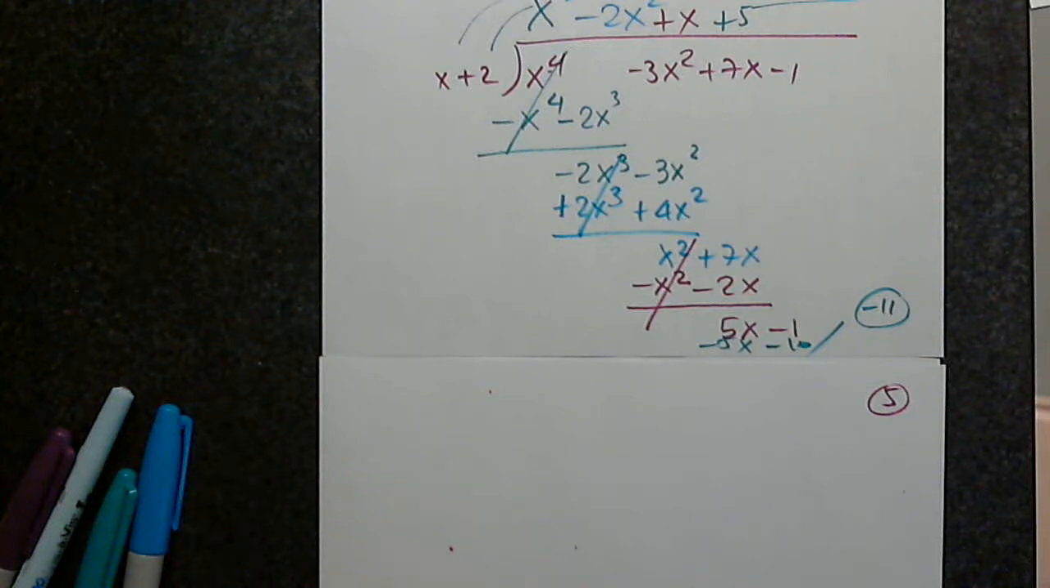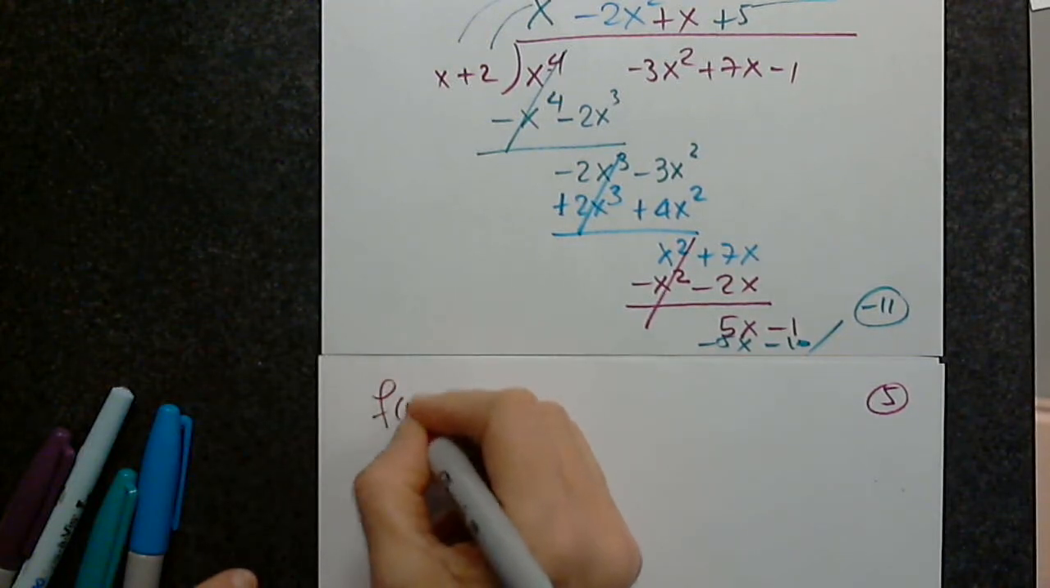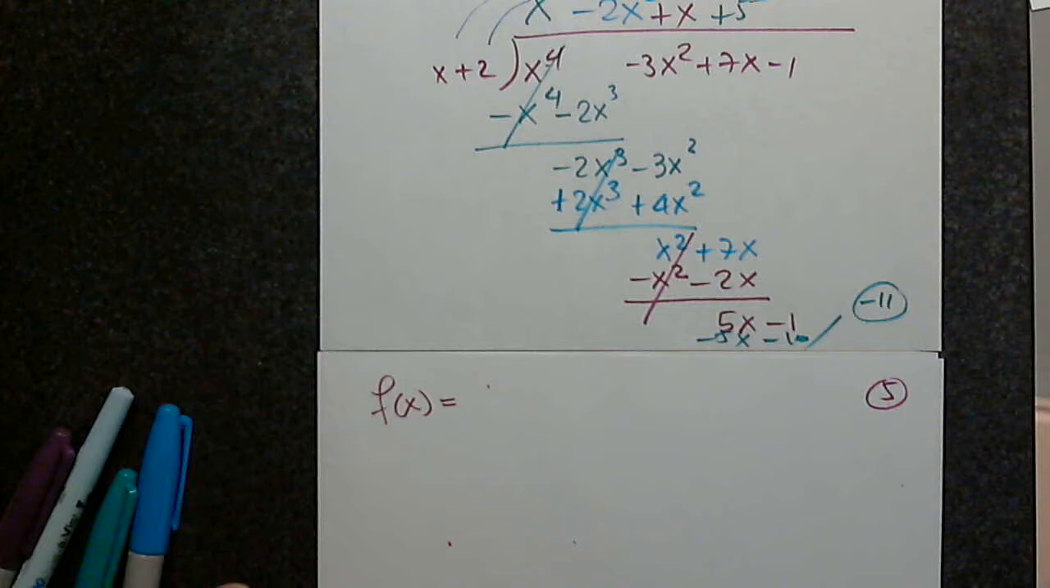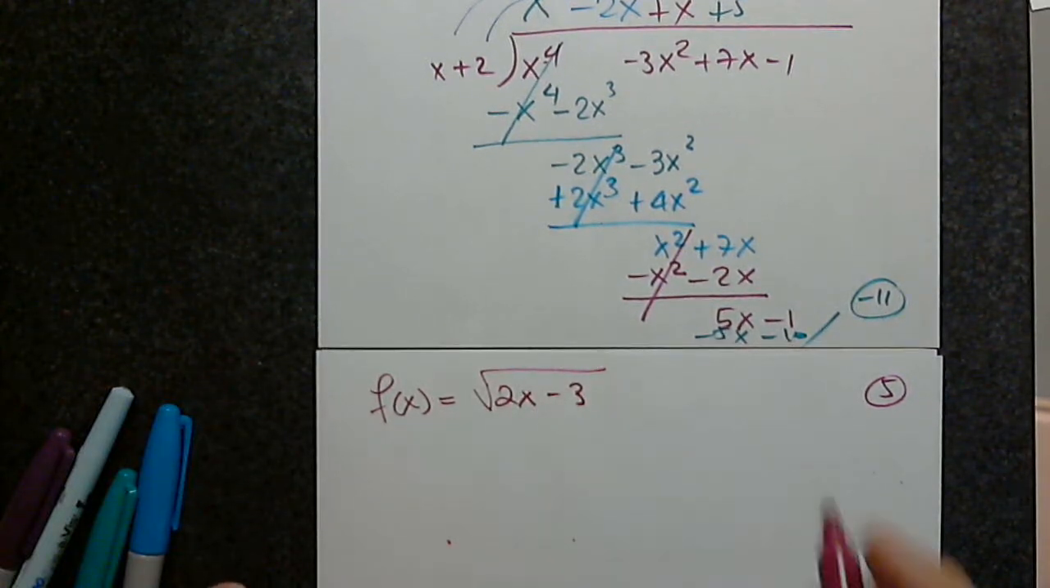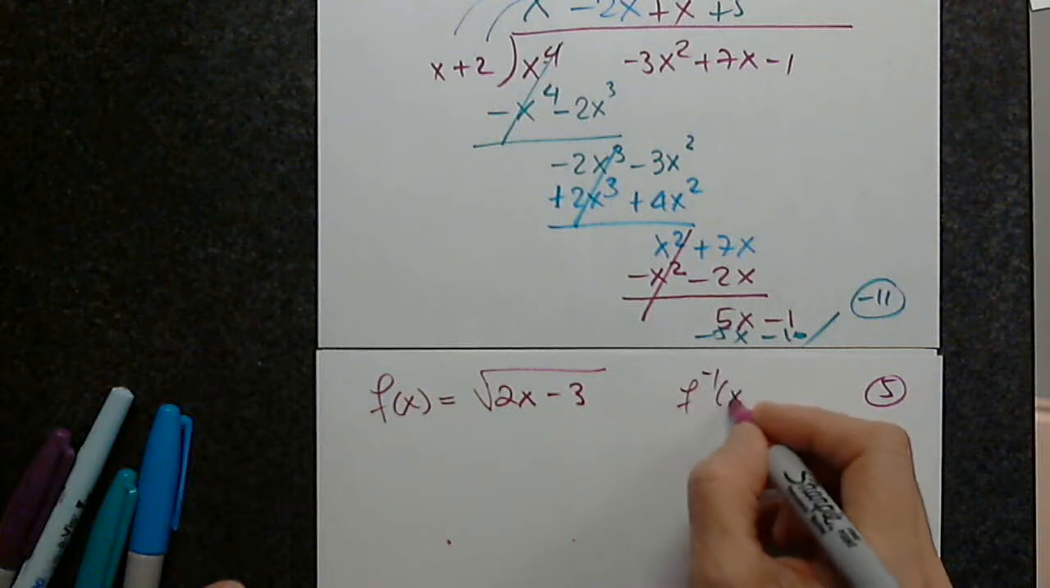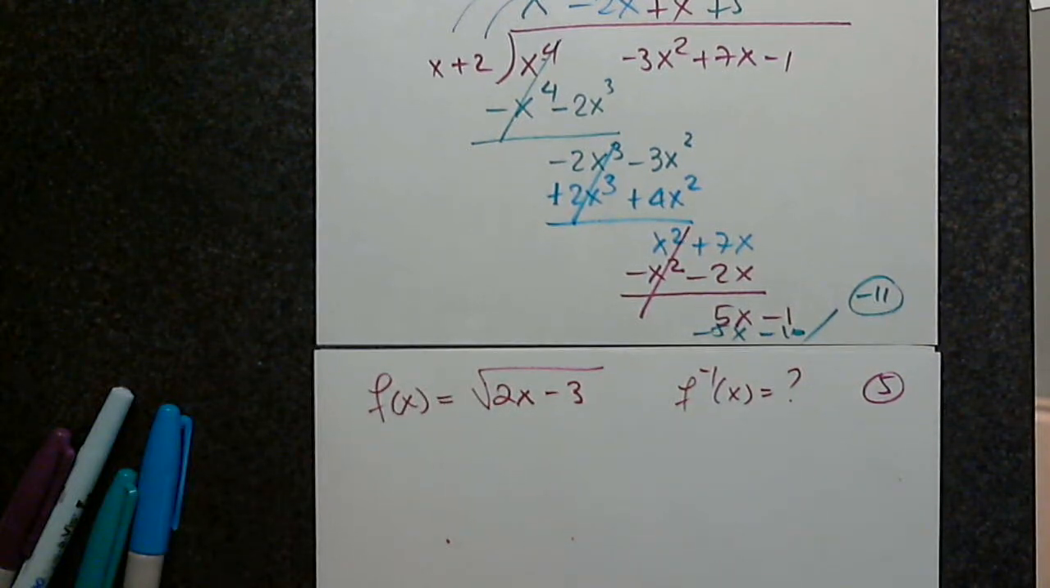Okay. So I would like to look at a function. Let's say the square root of 2x minus 3. And I would like to find its inverse. How will we work on this? What do we have to do? Say it again.